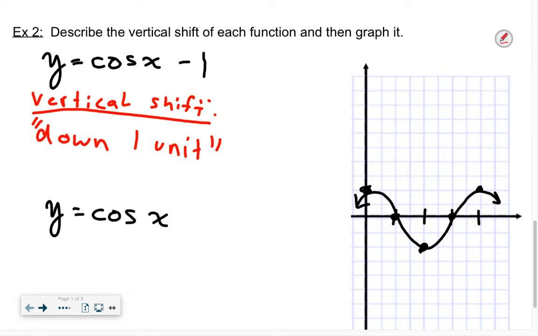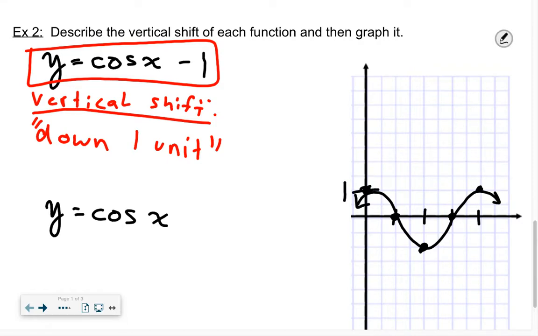And now we want to create this one off of it. So now we just move every unit down 1. Be careful with your scale. If you're like me, you like to leave spacing in between, so I went with a scale of a half. So if we go down 1 unit, there it is.